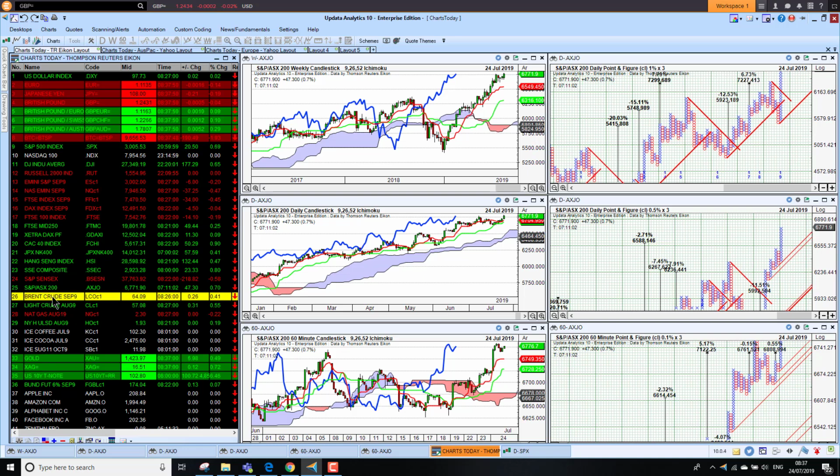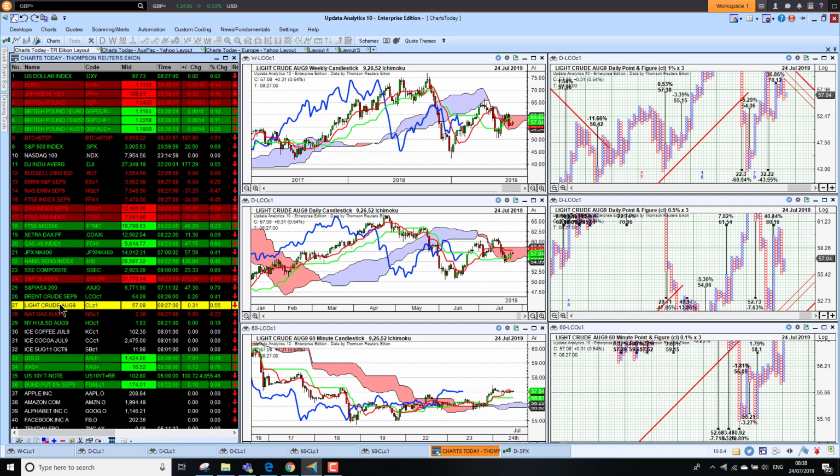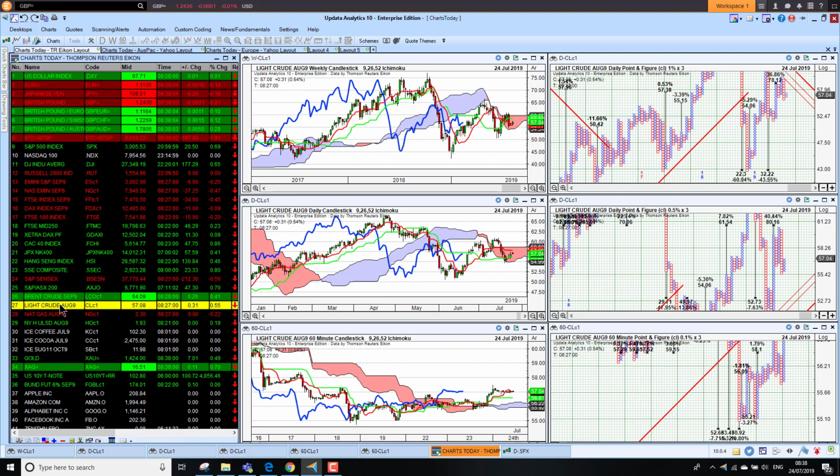Looking at Brent Crude, we're sitting at $64, just holding on to the gains. No resolution to the Iraq crisis, of course, but we are short-term bullish above the cloud there in that recovery mode. And WTI, much the same picture.